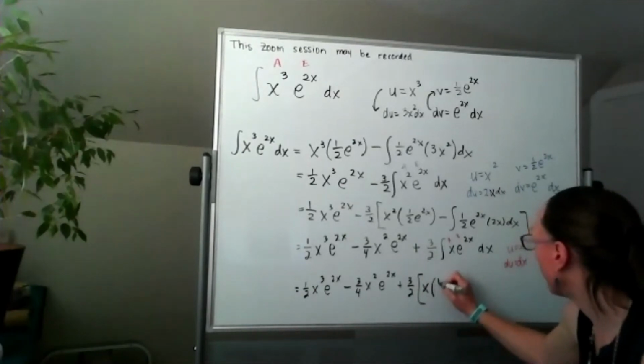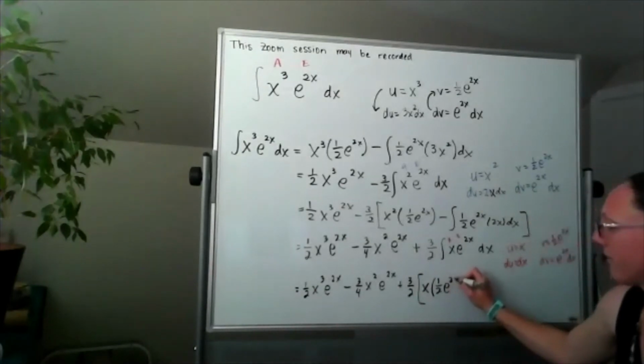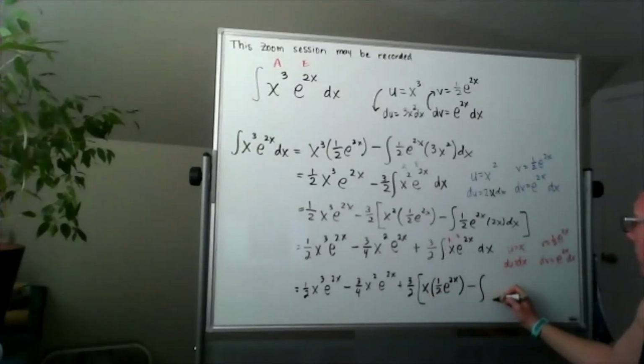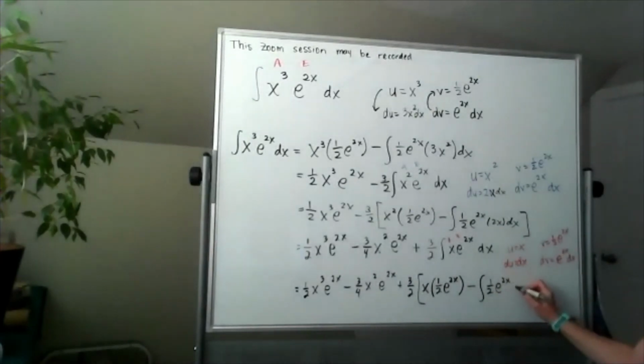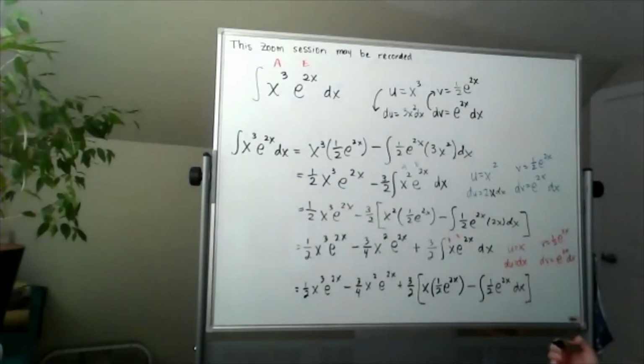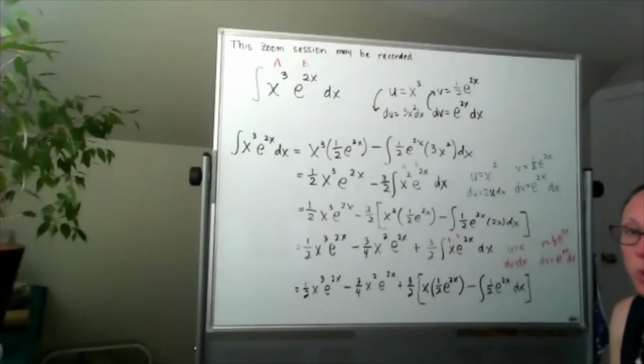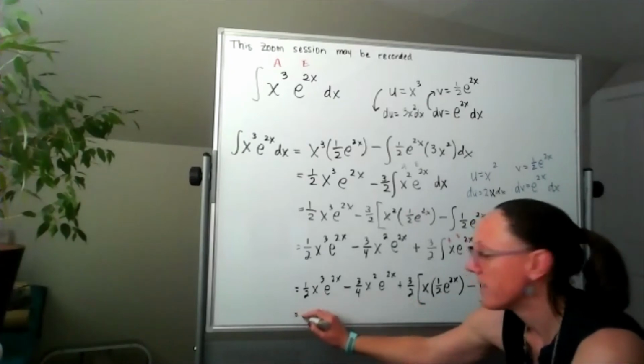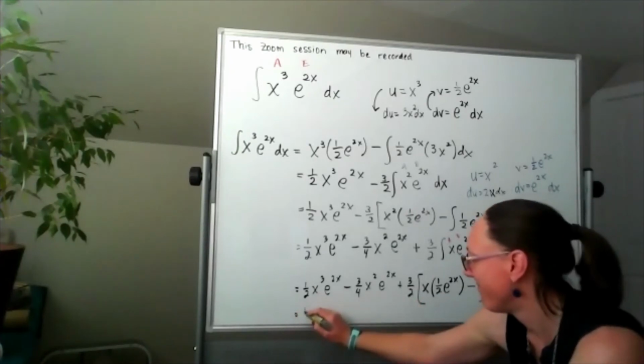x times 1/2 e to the 2x, that's my u times v, minus the integral of v du, so 1/2 e to the 2x dx. I'm almost done, but I'm also almost out of board. So I'm going to try to squeeze it in.